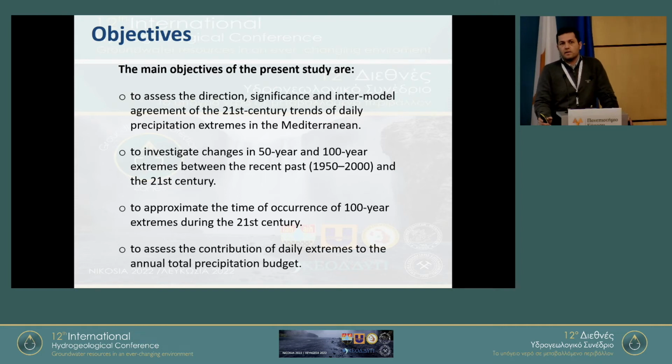The objectives of this study are to assess the direction, significance and intermodel agreement of the 21st century projections of precipitation extremes in the Mediterranean. We also aim at investigating the changes in the 50-year and 100-year extreme events between the recent past reference period and the 21st century. We aim at approximating the time of occurrence of these very extreme events, the 1 in a 100-year events. And also we would like to see the contribution of daily extremes to the annual total precipitation budget.